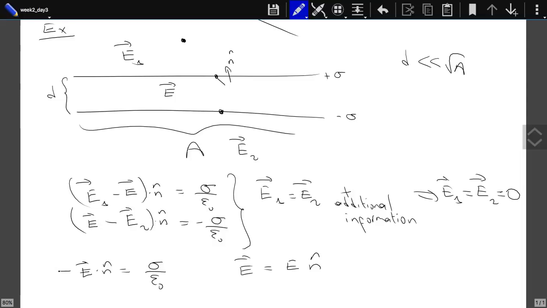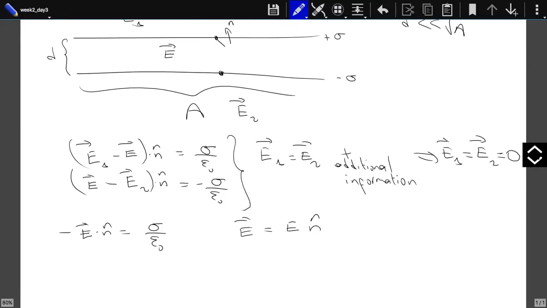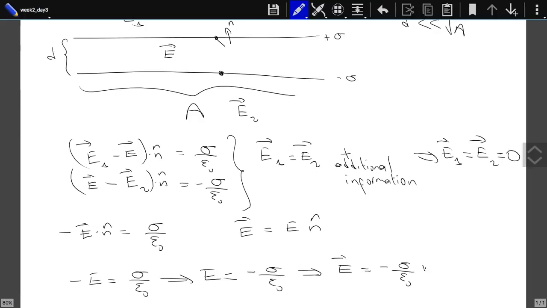Now, sorry, here I have a minus sign. Now, this is my additional input. It doesn't come from the Gauss law. With this additional input, I can say that minus E is equal to sigma over epsilon 0. So E is equal to minus sigma over epsilon 0. So the electric field is minus sigma over epsilon 0 in the vertical direction. This is my additional input.